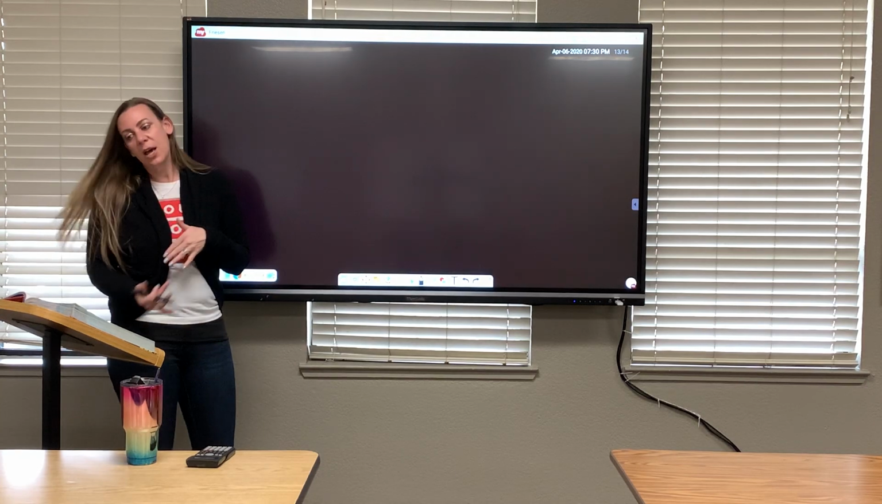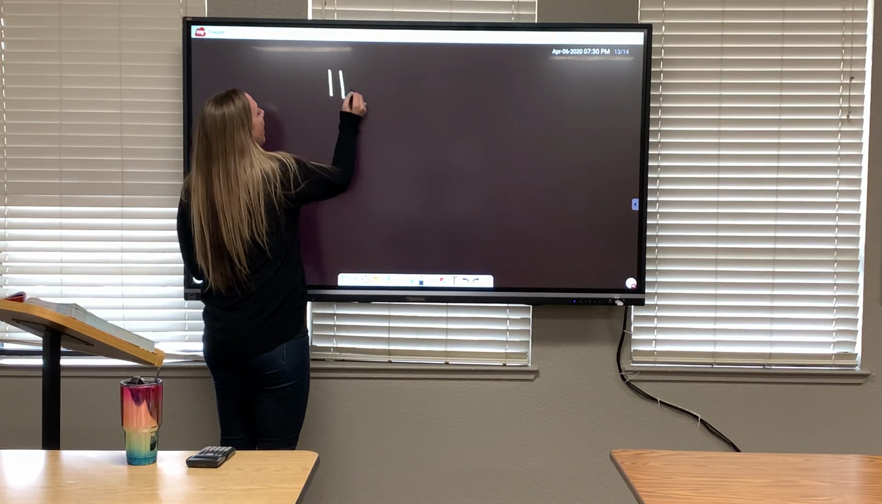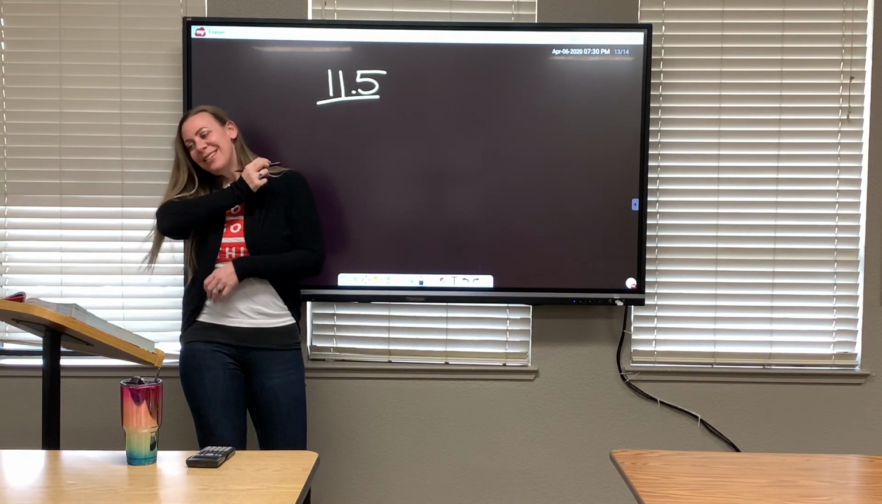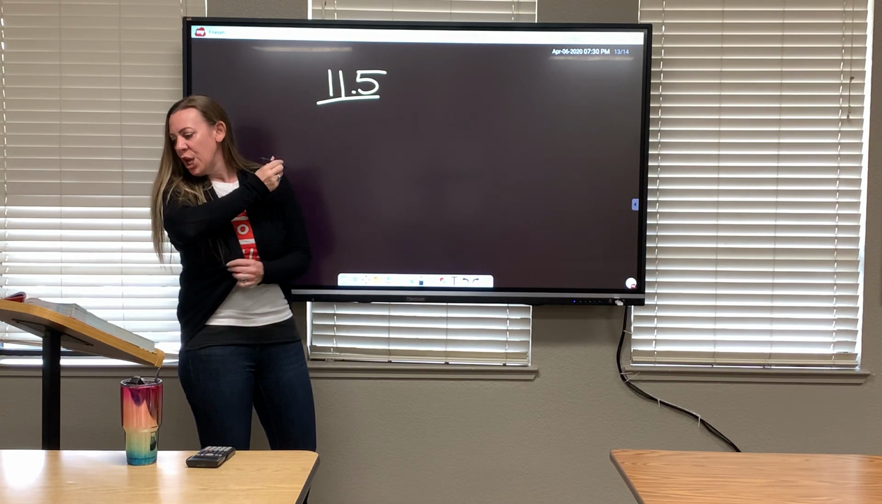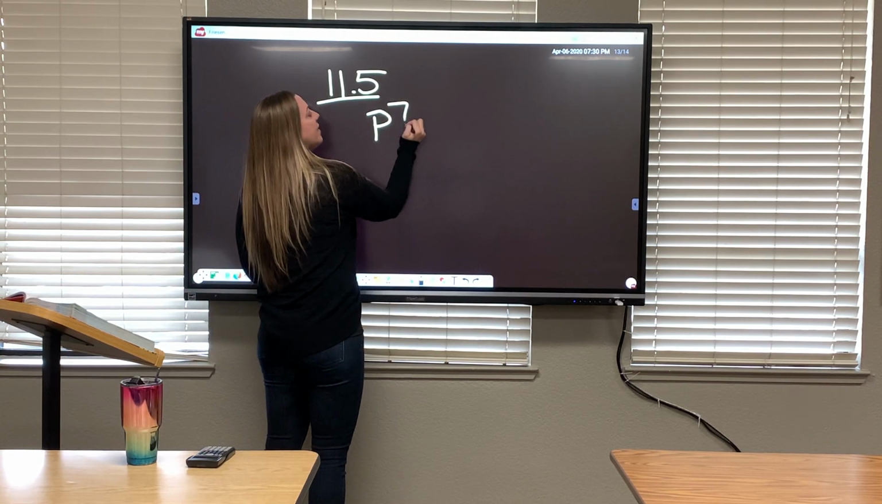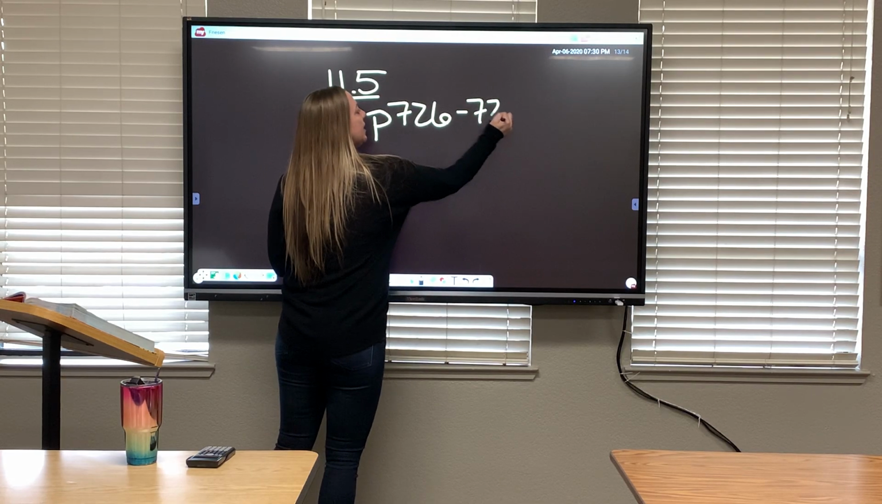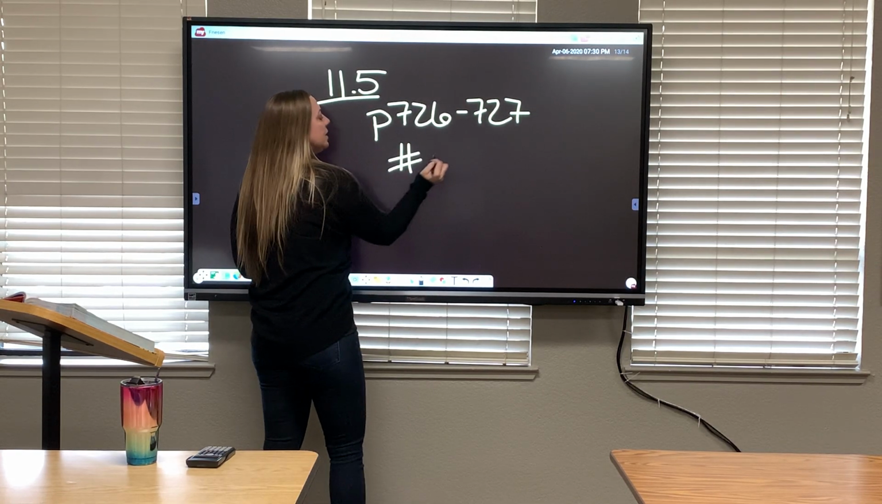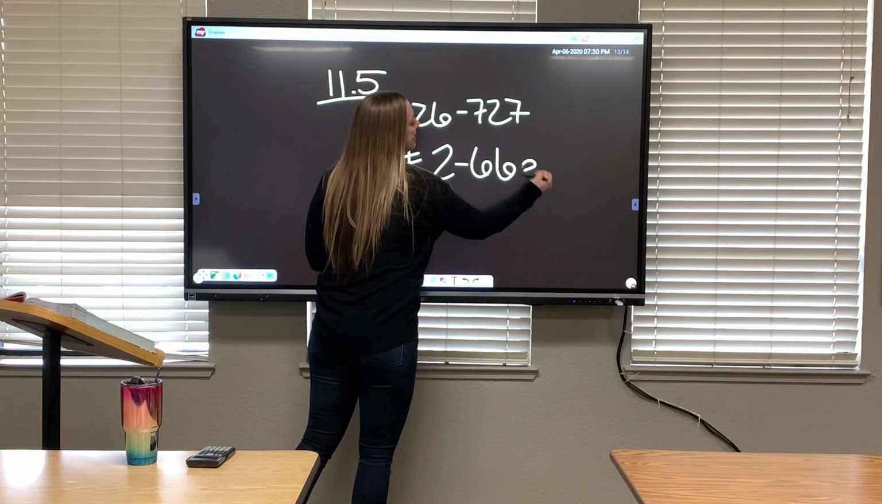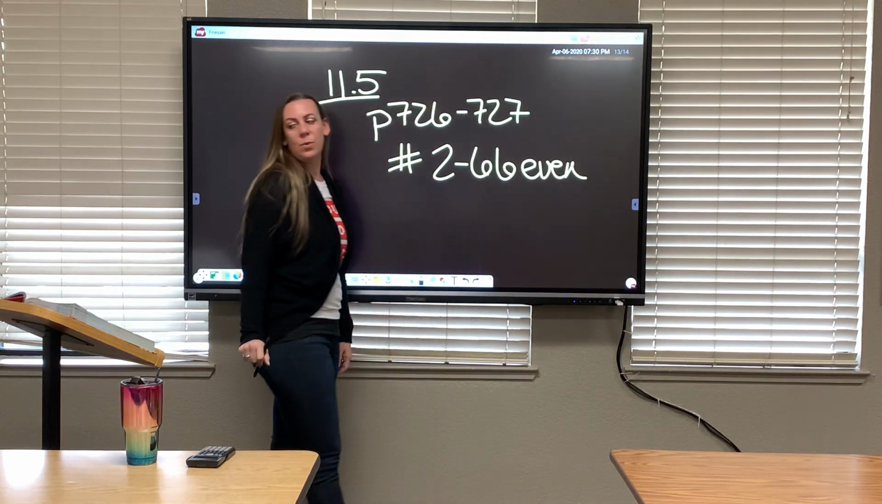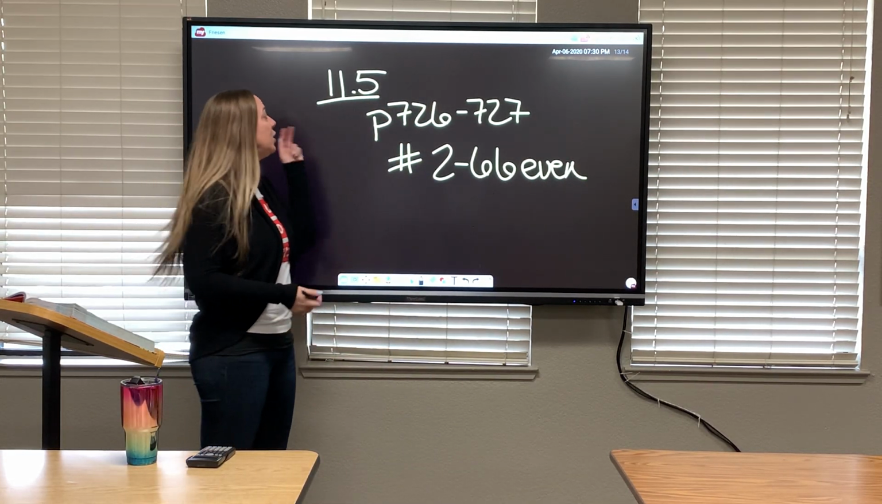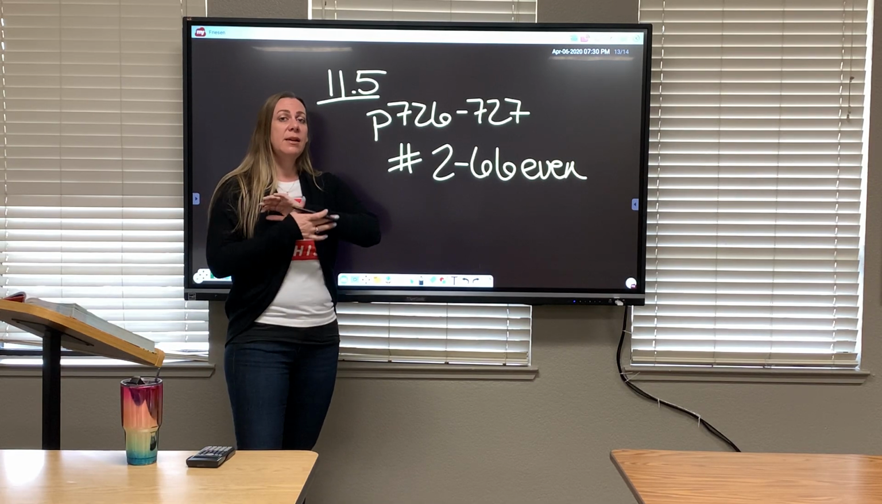So hopefully that helps a little bit and that you appreciated seeing my face again. So this is 11.5. You are going to be doing on pages 726 to 727 numbers 2 through 66 even. I know this is a lot. It's a lot more than we've done the last few weeks, but you're only getting 2 lessons this week instead of the 3 or 4, okay?